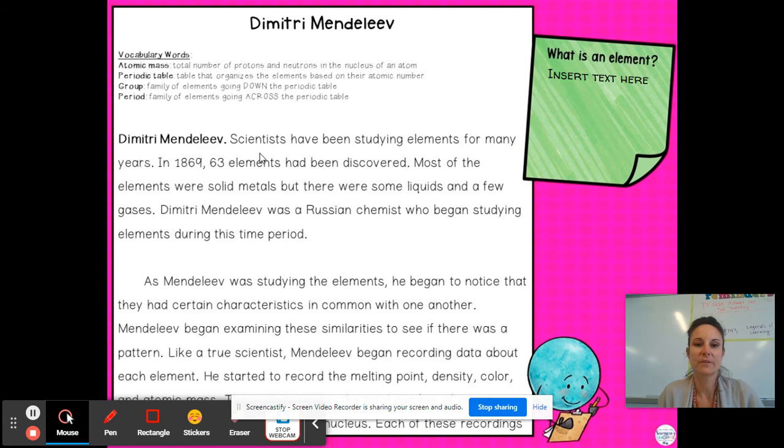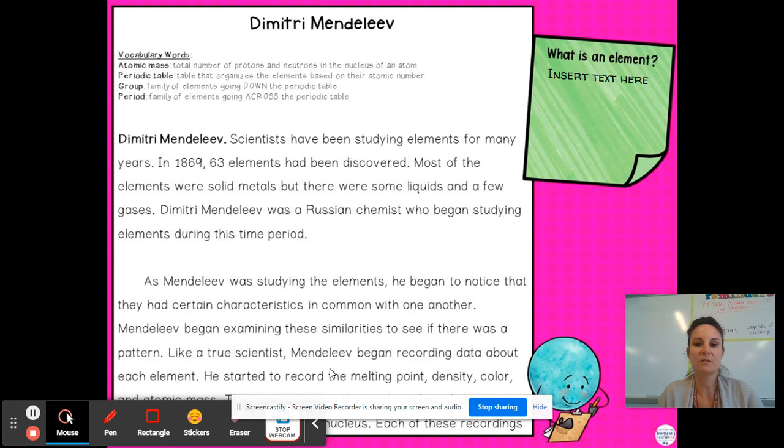Dmitry Mendeleev. Scientists have been studying elements for many years. In 1869, 63 elements had been discovered. Most of the elements were solid metals, but there were some liquids and a few gases. Dmitry Mendeleev was a Russian chemist who began studying elements during this time period. As Mendeleev was studying the elements, he began to notice they had certain characteristics in common with one another. Mendeleev began examining these similarities to see if there was a pattern.